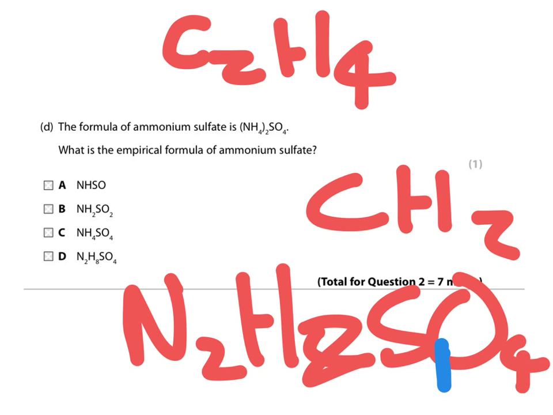If we divide everything by 2, 1 divided by 2 is 0.5 or half. You're not allowed that. An empirical formula has to be whole numbers. So the empirical formula for ammonium sulfate is actually the same as its molecular formula, as we cannot divide it by any numbers. So the answer, whichever one is the same without the brackets, is C.